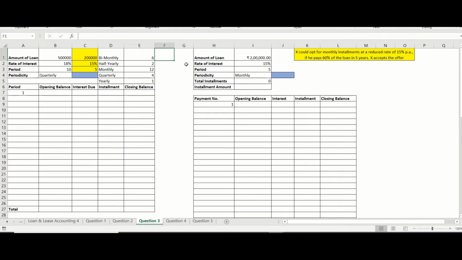Let's do question 3. I'll read question 3 to you. X took a loan of rupees 5 lakh, same amount like the previous problem, for modernization of his organization from PN Bank at 18%, same rate, for 10 years. Okay? With quarterly installments, right? With an offer that X could opt for monthly installments at a reduced rate of 15% if he pays 60% of the loan in 5 years. X accepts the offer.